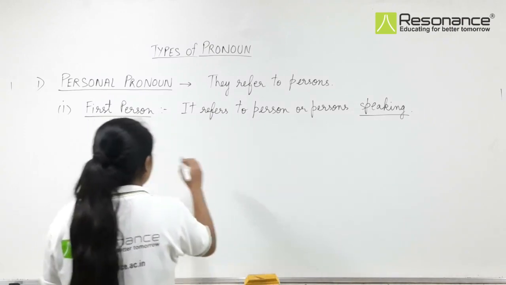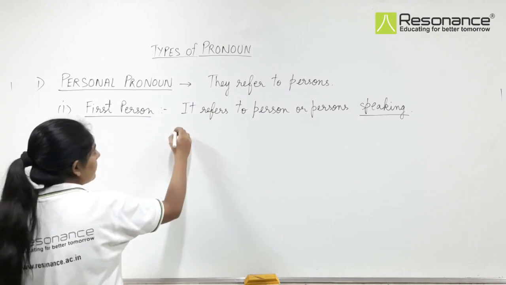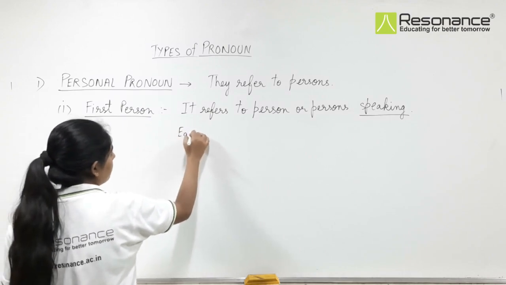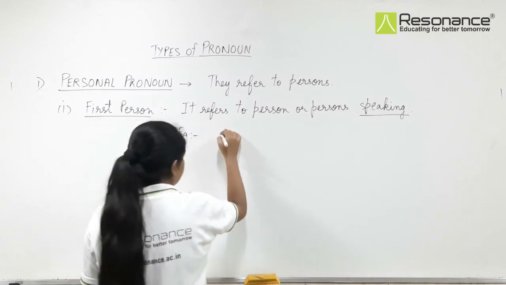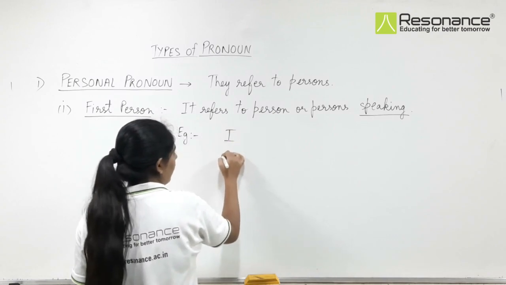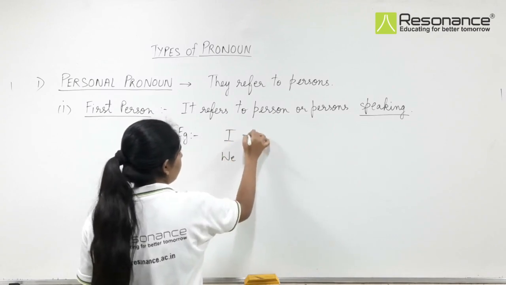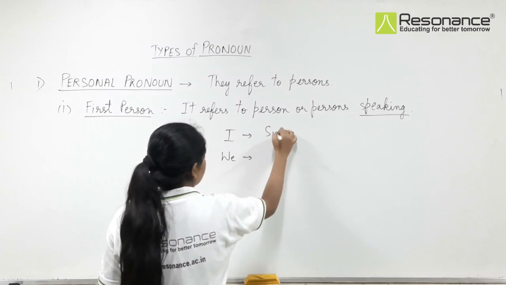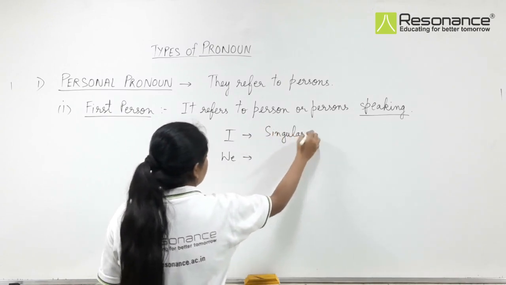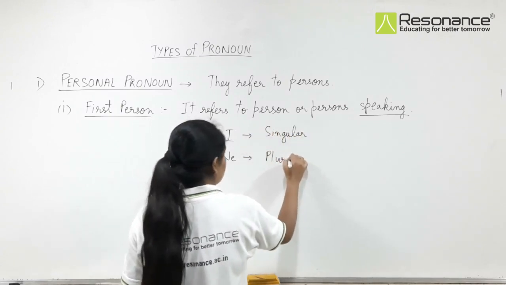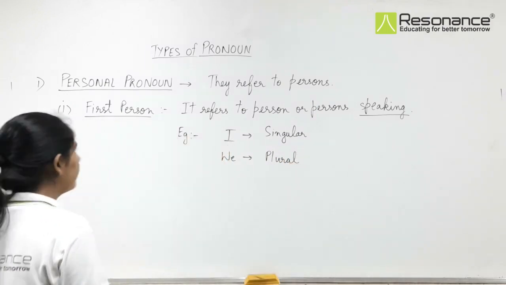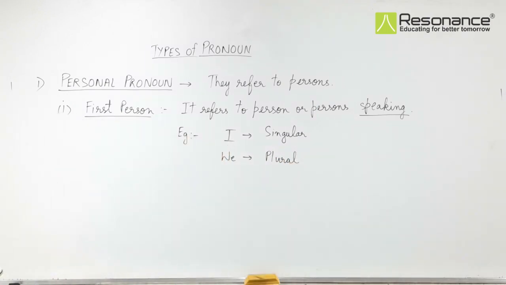So what are the examples of first person? I and we. I is singular and we is plural. Now the second category is the second person.